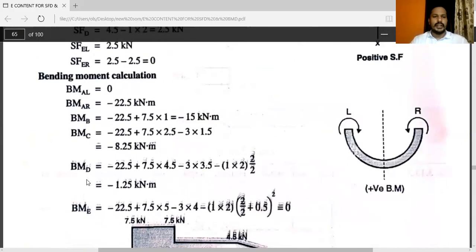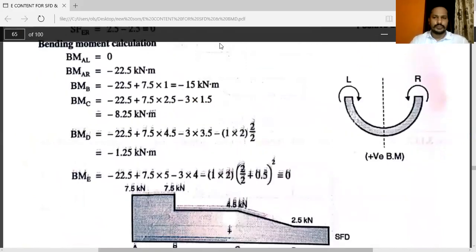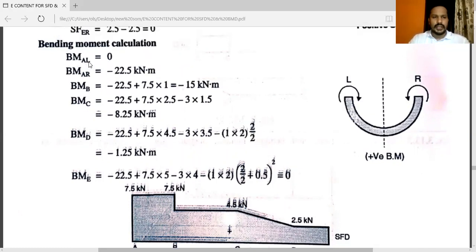Now the next, bending moment calculation. It is very, very important. Bending moment calculation. Similarly, bending moment at point A just to the left, bending moment at point A just to the right, at point B, at point C, at point D, and at point E. A just to the left will be 0. Bending moment at point A just to the right will be MA, that is minus 22.5 kilonewton meter.